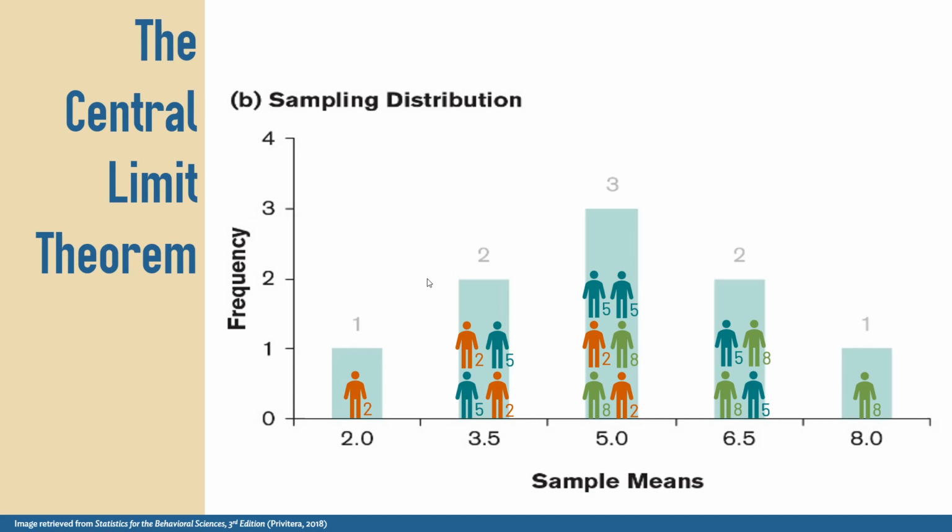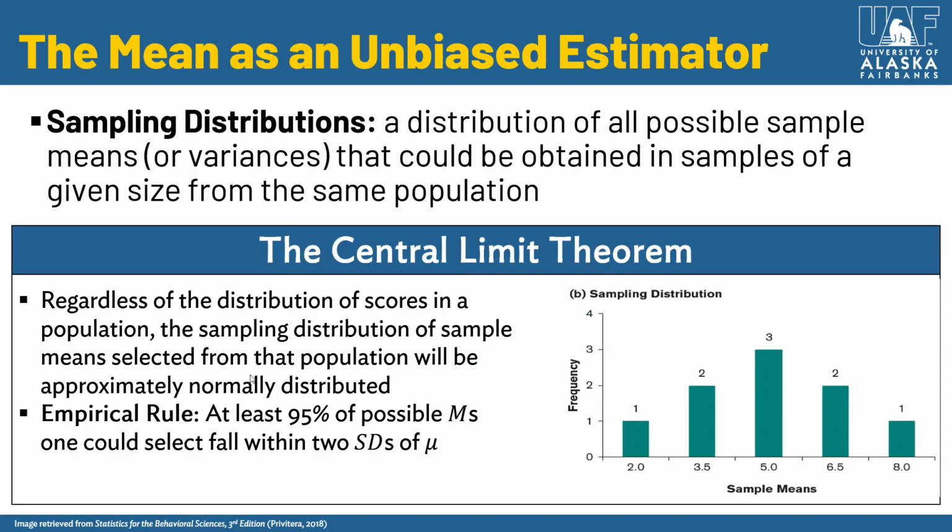And so the visualizations you can play with in Canvas, or that I'll link to from Canvas, are just other ways to depict this, right? So all these things are getting at the central limit theorem, stating that regardless of the distribution of scores in a population, the sampling distribution of sample means selected from that population will be approximately normally distributed.